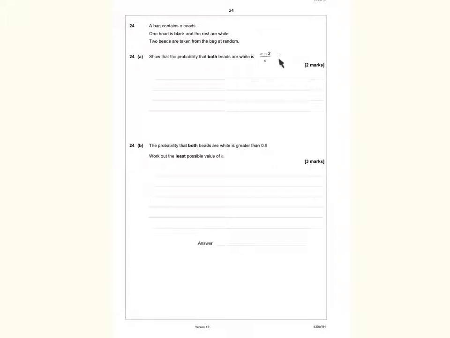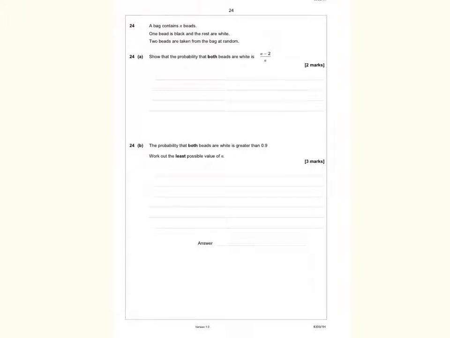Again, we're going to try and ignore this, and we're going to try and interpret this and write it in algebra. So we're given a bag contains n beads and then some information afterwards. One bead is black and the rest are white, and there's n beads. 2 beads are taken from the bag at random. Okay, so once the first one's taken, there's n minus 1 left. Show that the probability that both beads are white is n take away 2 over n.